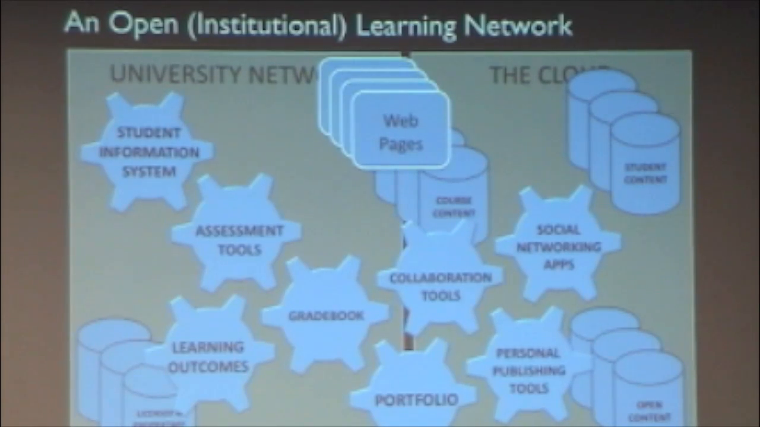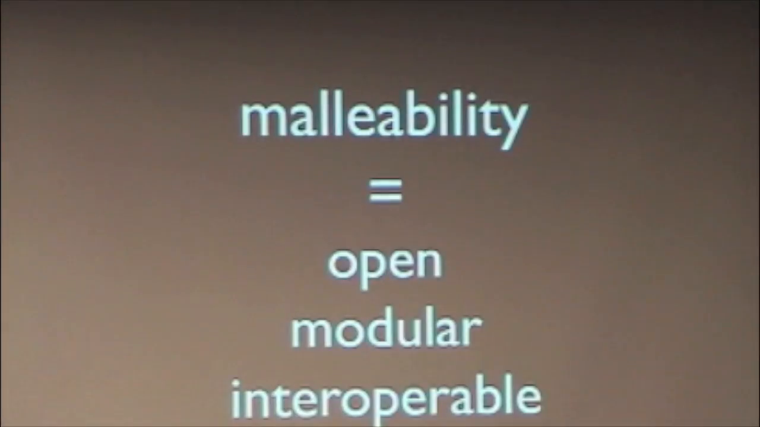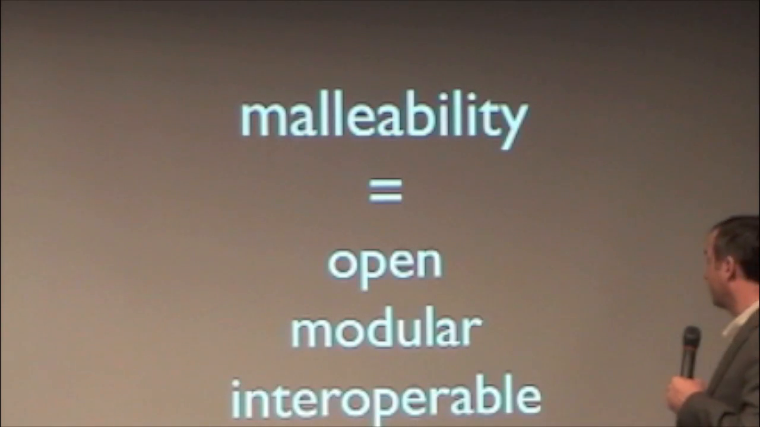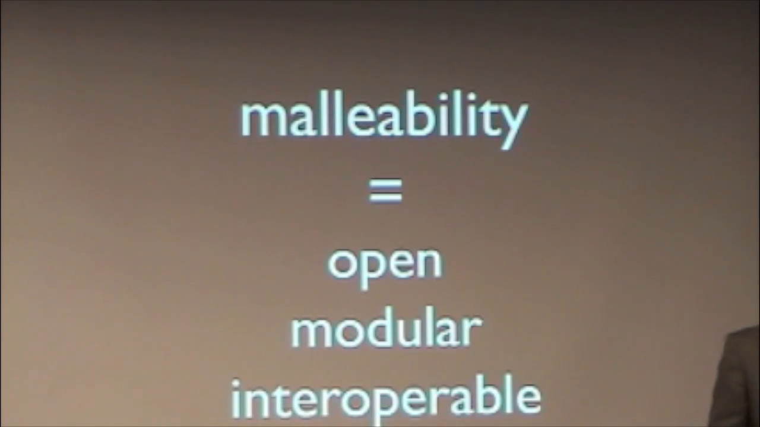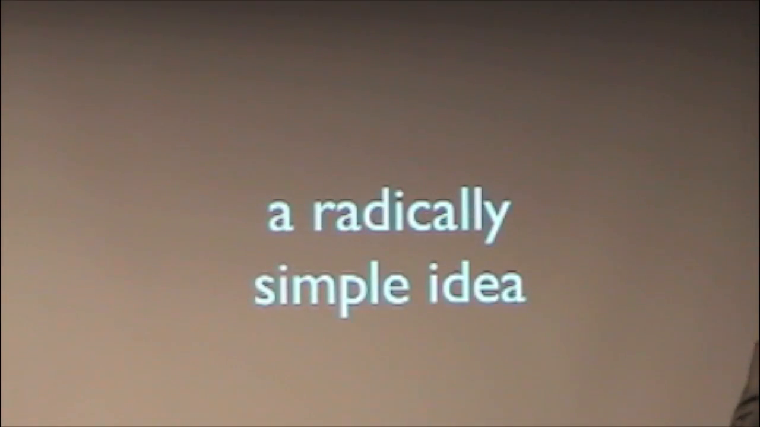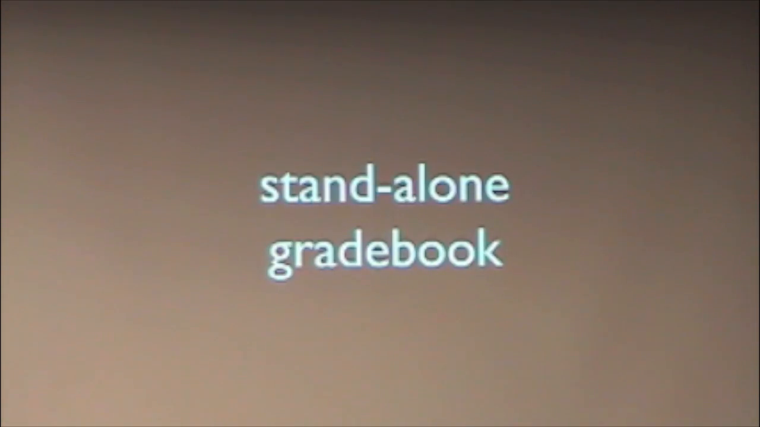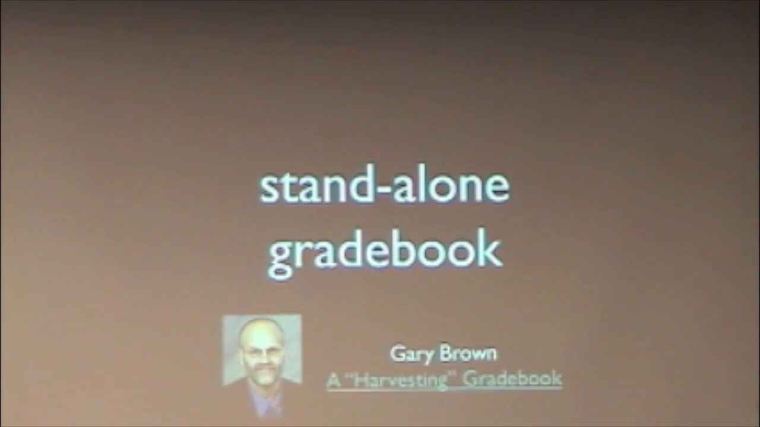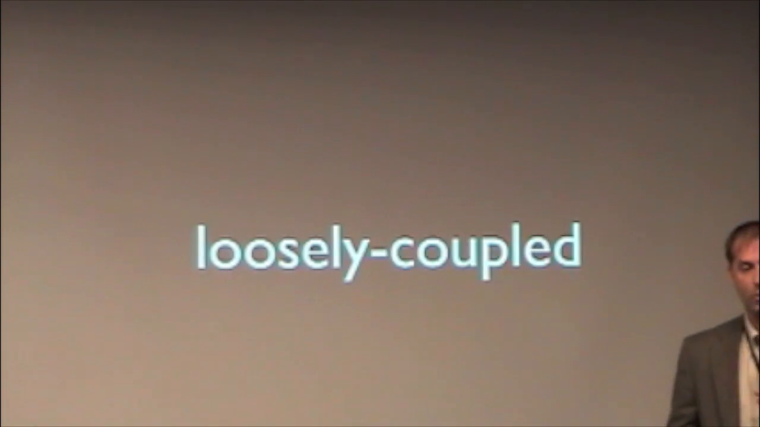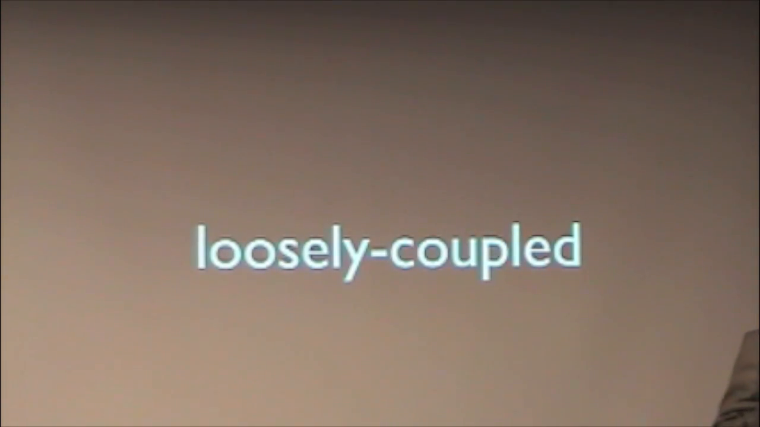So again, coming back to this notion of malleability, I spelled it right this time. We want a system that's open, modular, and interoperable. And again, let's try a radically simple idea. Gary Brown and his colleagues at Washington State are talking about a standalone gradebook. They're calling it a harvesting gradebook. We're talking about something that's very similar, but the term we're using is a loosely coupled gradebook.